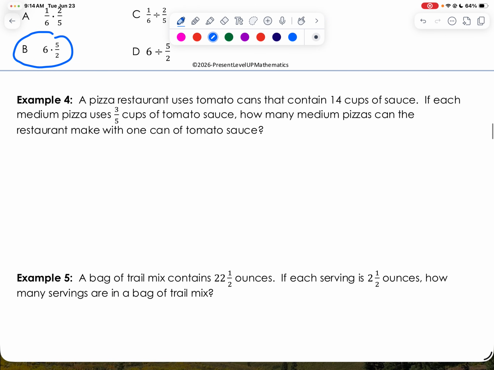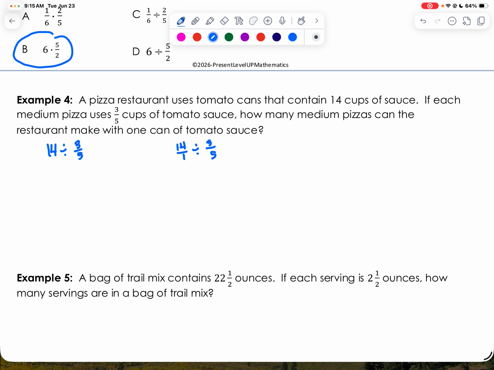All right, example 4. A pizza restaurant uses tomato cans that contain 14 cups of sauce. If each medium pizza uses 3/5 of a cup of tomato sauce, how many medium pizzas can the restaurant make with 1 can of tomato sauce? So what we're going to do is take this big can of sauce and divide it up into 3/5 cup portions. So I'm taking 14 and dividing it into 3/5 cup portions. So this is the same thing as 14/1 divided by 3/5.